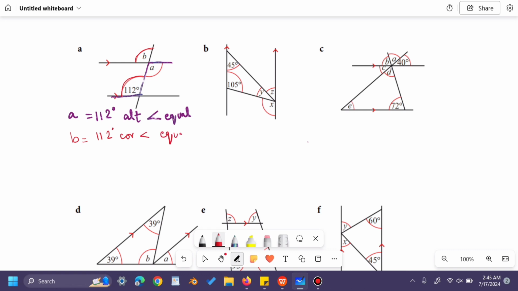Okay, and you can also see one more thing, something we saw in the last lecture: we can see a cross over here.